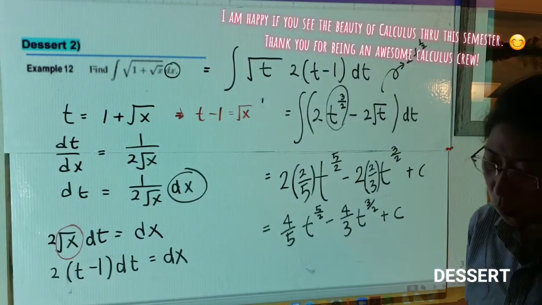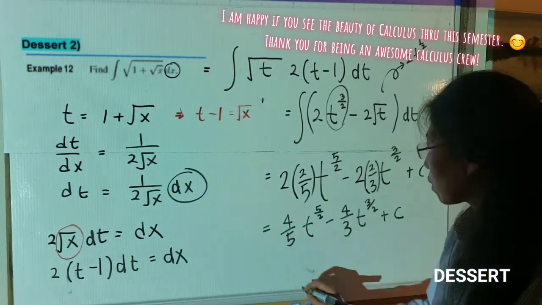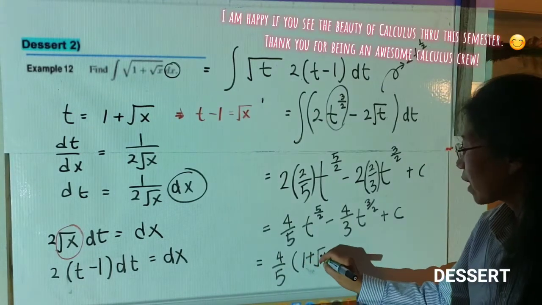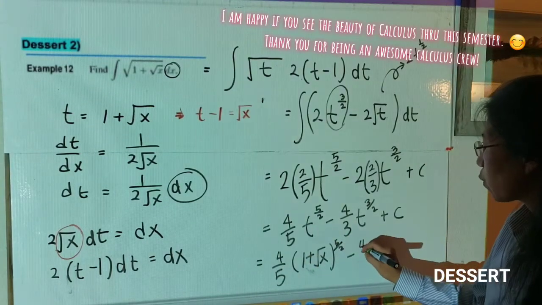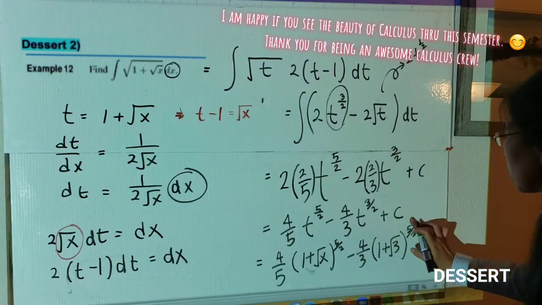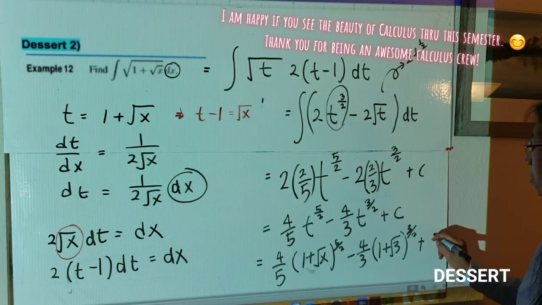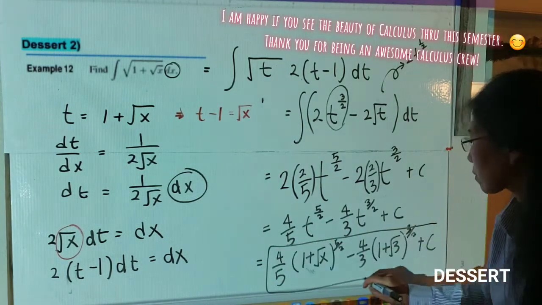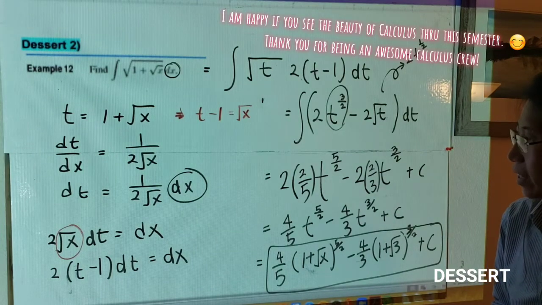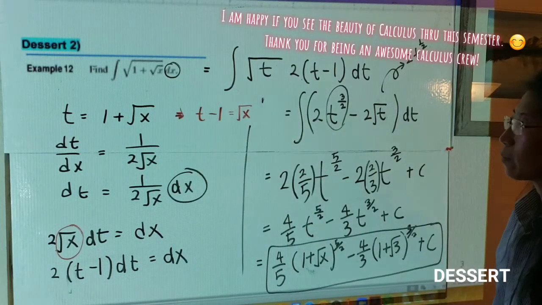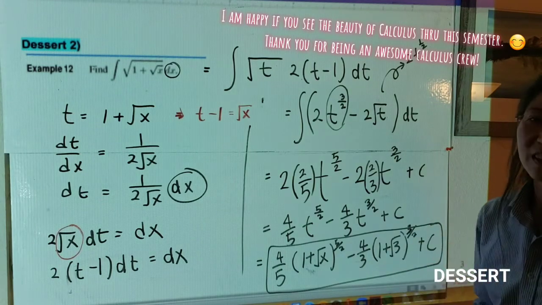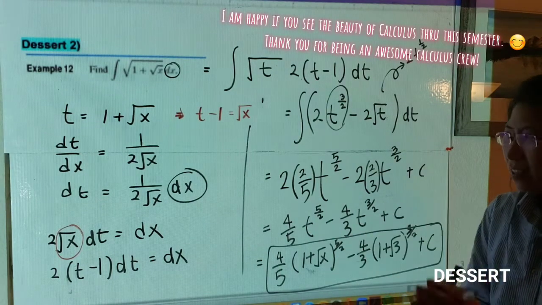And then don't forget, very last, we need to substitute everything back. So 4 over 5 times 1 plus root x to the 5 over 2, minus 4 over 3 times 1 plus square root of x to the 3 over 2, and the constant. So that's the answer. It was quite a lot of work, so just try to think carefully one by one. If you do it one by one without looking at my work and make a mistake, look at it, that will also make it strong. So this is it, everybody.